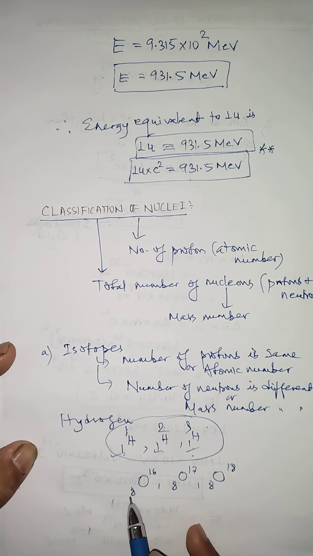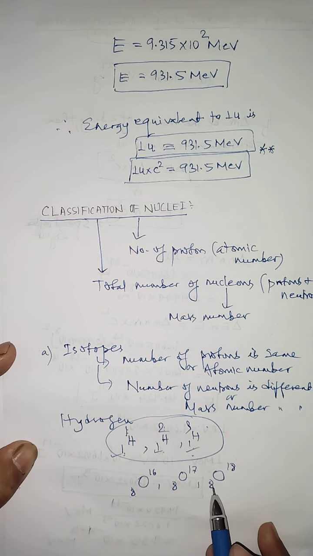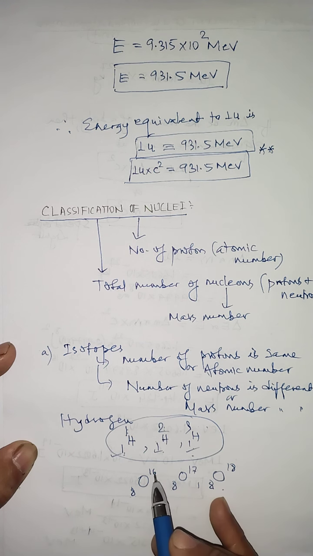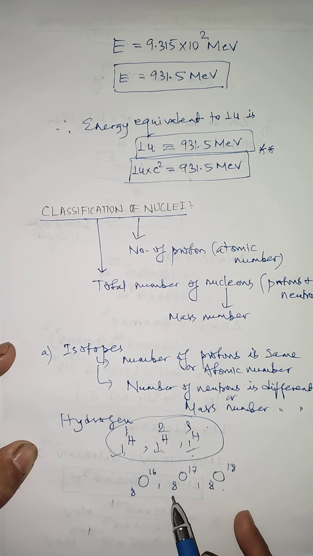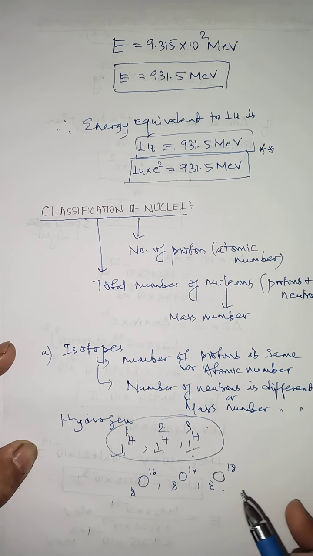Isotopes all mean that the number of protons, that is the atomic number, is the same. The number of neutrons or mass number are different. So you can clearly see that the number of neutrons and mass number are different. So oxygen even has 3 isotopes.